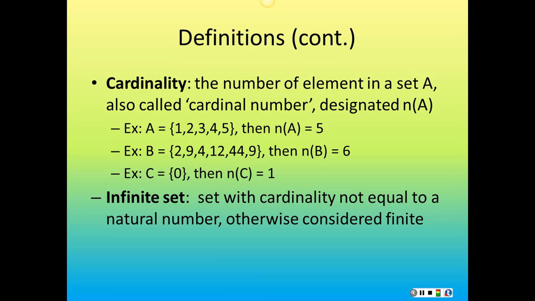So all the sets that I've just listed are called finite sets, because of course there's a beginning and an end. An infinite set is a set where the cardinality is not equal to a natural number. In other words, this means there's an infinite amount of elements in the set. For example, the set of natural numbers is considered infinite because it continues on to infinity.